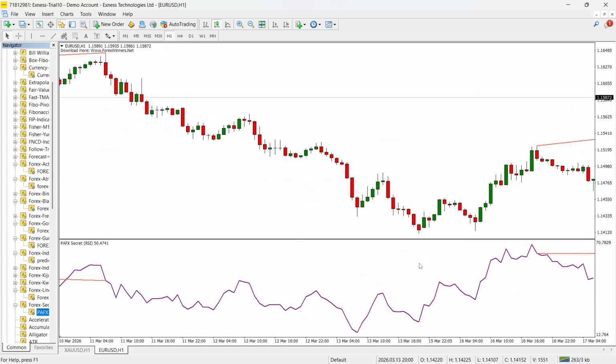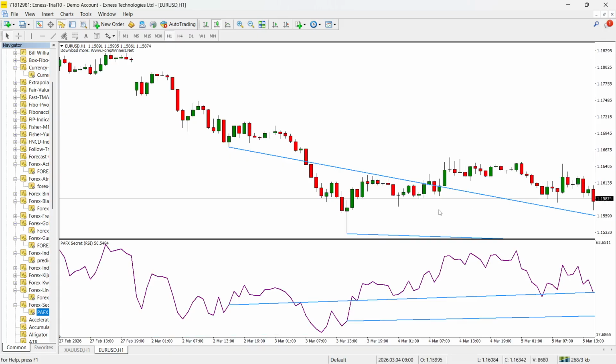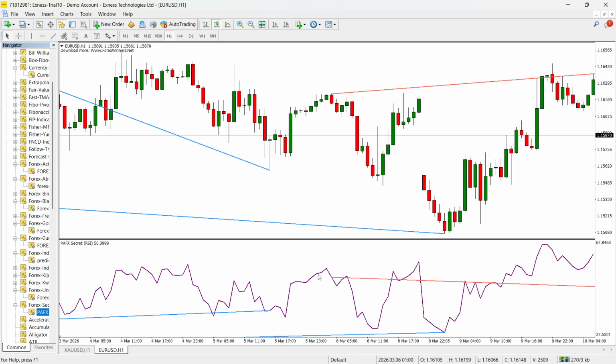So you can basically see red lines above price action when it identifies a possible downside or downward move, and blue lines below price action, as well as in the separate sub-window, when it identifies a potential upside move.